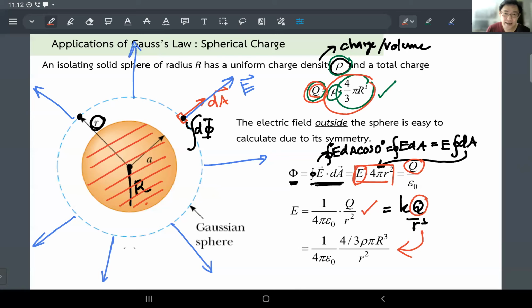You want more? Now, next question. I want you to calculate the electric field inside the ball now. Now, I don't want outside. Outside is easy. It looks exactly just like Coulomb's law. I want it inside. How would you do it, guys?